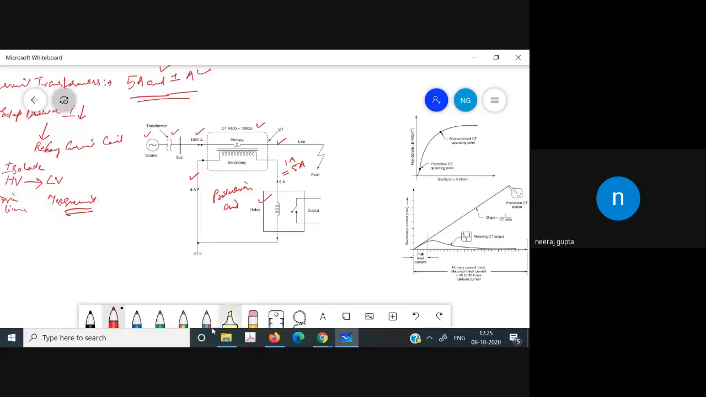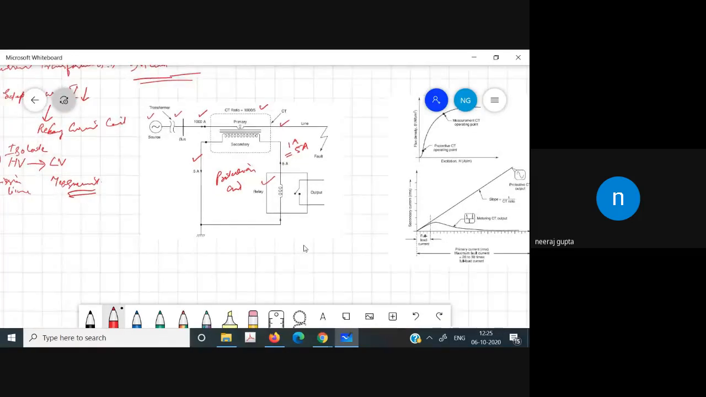Now, ideally, in an ideal transformer, there are no losses. However, there are some losses in the case of a current transformer. So, what are the different errors in the current transformer? Anyone? What are the different errors in the current transformer? First is which error?